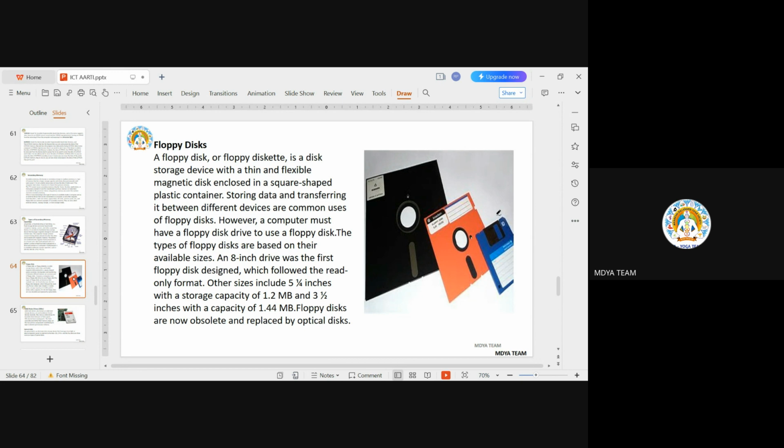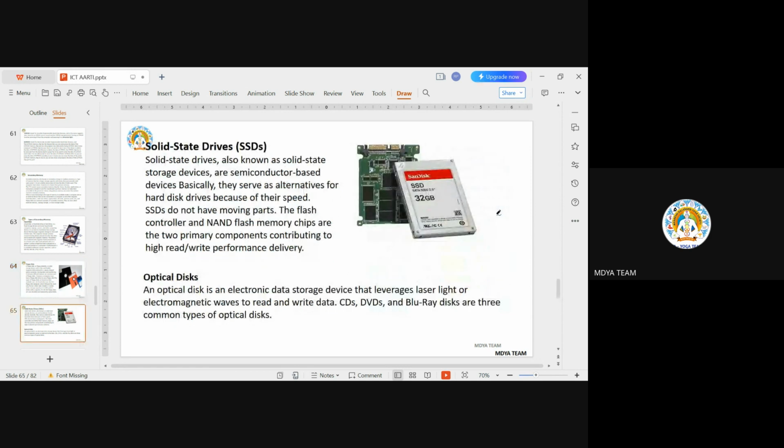Now these devices are obsolete. As we know, nowadays we don't see these devices. They are replaced by optical discs: CDs, DVDs, now Blu-ray discs. Now we will talk about the optical disc. So, understood up to this? Yes, ma'am. Now we will start with optical disc.